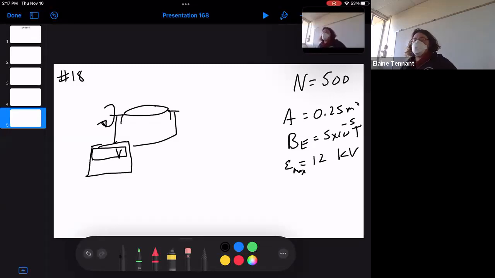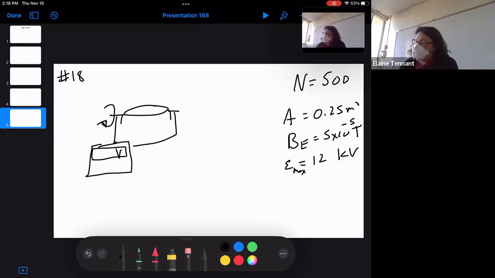In lab, what sort of batteries are you using in lab? What's the voltage on those? 6 volts, mainly 6 volts, right? Those lantern batteries are about 6 volts. So this is 2,000 times that. So it's 2,000 lantern batteries. So big, right? Okay, this is unreasonably big.